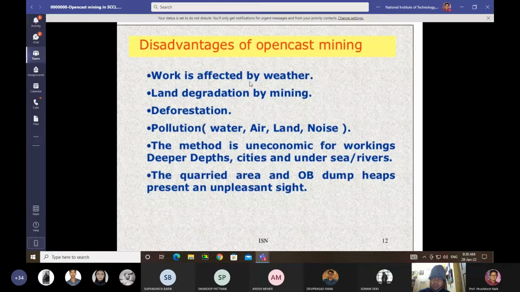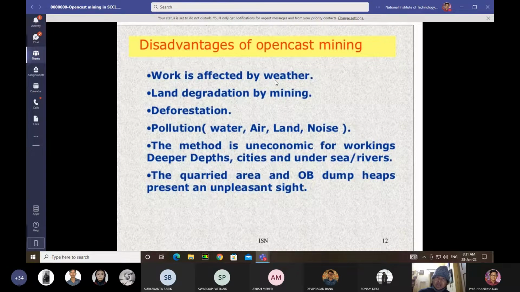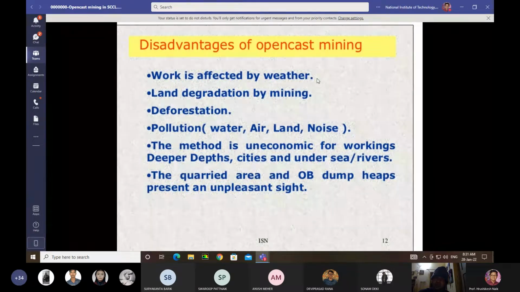And in summer season, because of the heat, because of the high temperature, people may not be able to work in the surface mines. Similarly, in winter, if there is snowfall, if there is very cold weather, people will also not be getting proper environment to work. So work suffers in the inclement weather. If the weather is very bad, you cannot work comfortably in open cast mining. So this is one of the disadvantages of open cast mining.